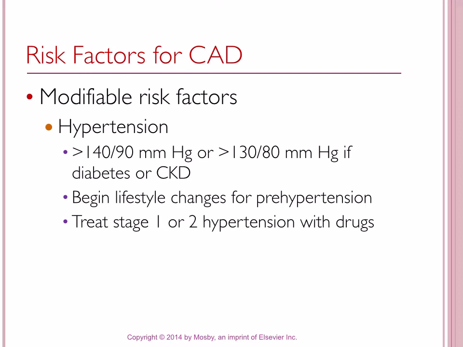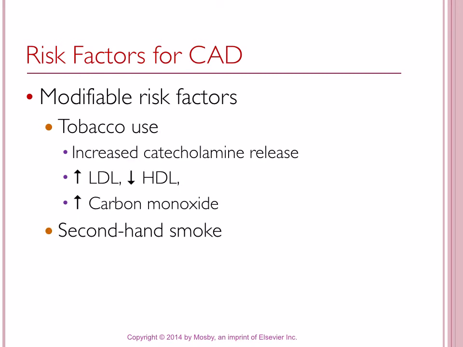So at the prehypertension stage, therapeutic lifestyle changes should begin. A prehypertension stage is a blood pressure of 120 to 139 millimeters of mercury in the systolic range, and in diastolic it will be from 80 to 89 millimeters of mercury. Okay, let's go to the next slide.